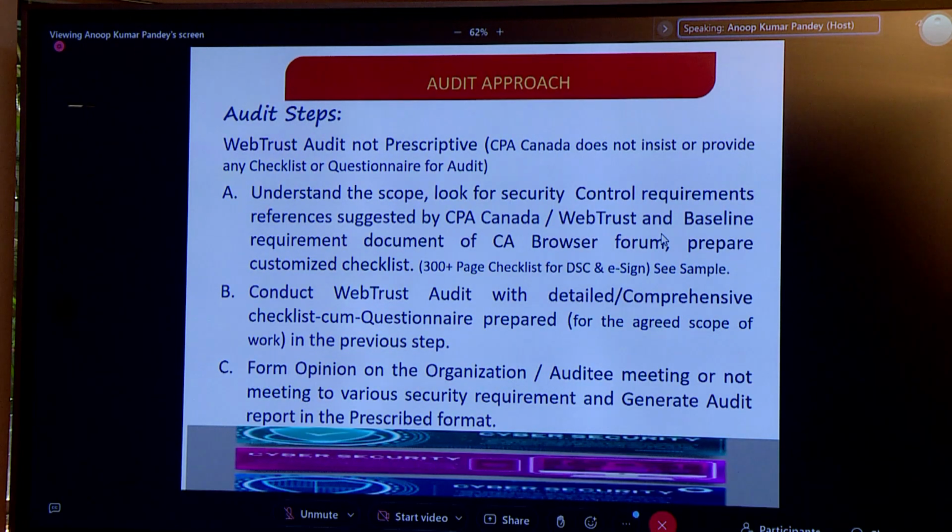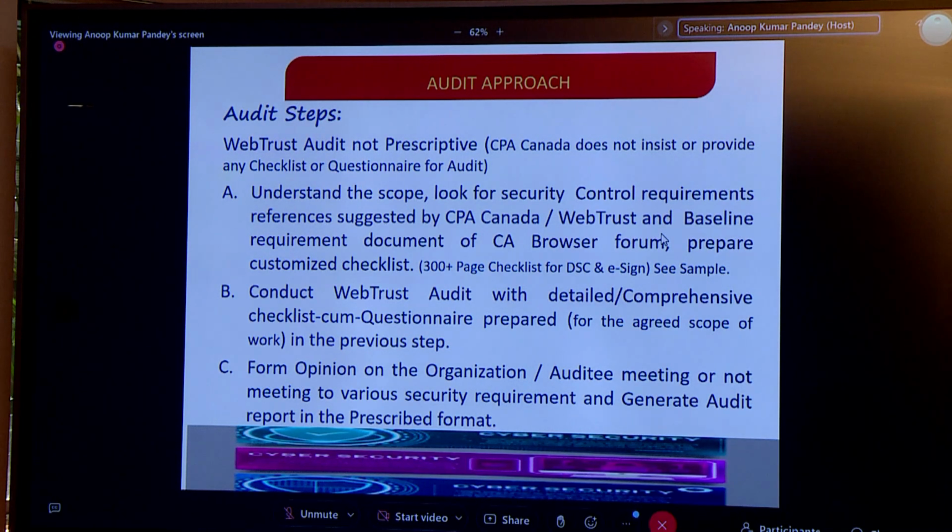Next one. Audit steps. WebTrust audit is not prescriptive because WebTrust, as CPA Canada, doesn't give a ready-made checklist for us. We have to define all this, or we have to draft, or we have to design the checklist based on the scope given to us. And for that, a lot of reference materials are available in WebTrust. A lot of guidance documents are available. So the challenging or time-consuming part is not the audit, but the preparation of some of the checklists, which are very exhaustive in nature.